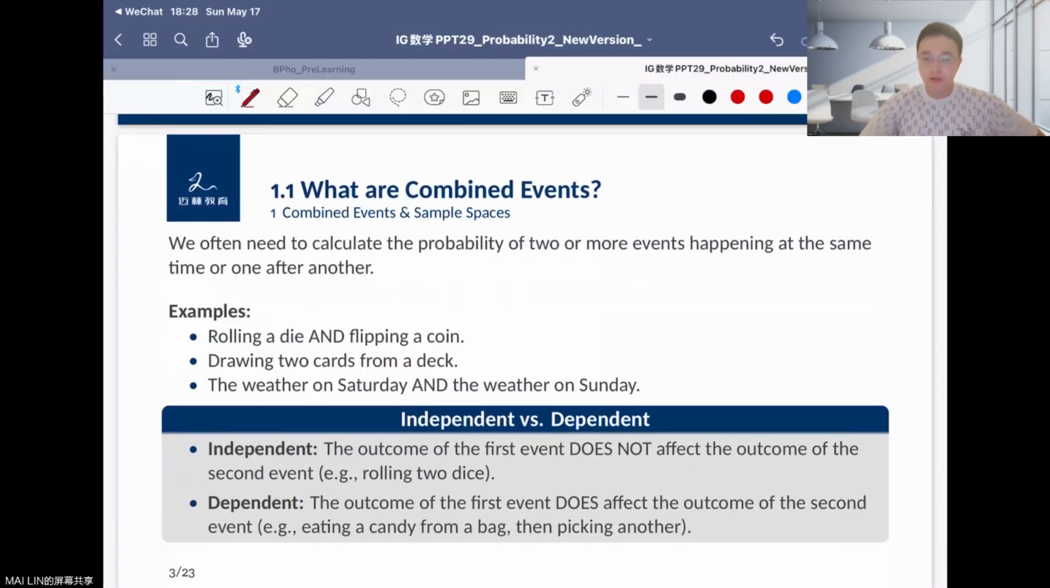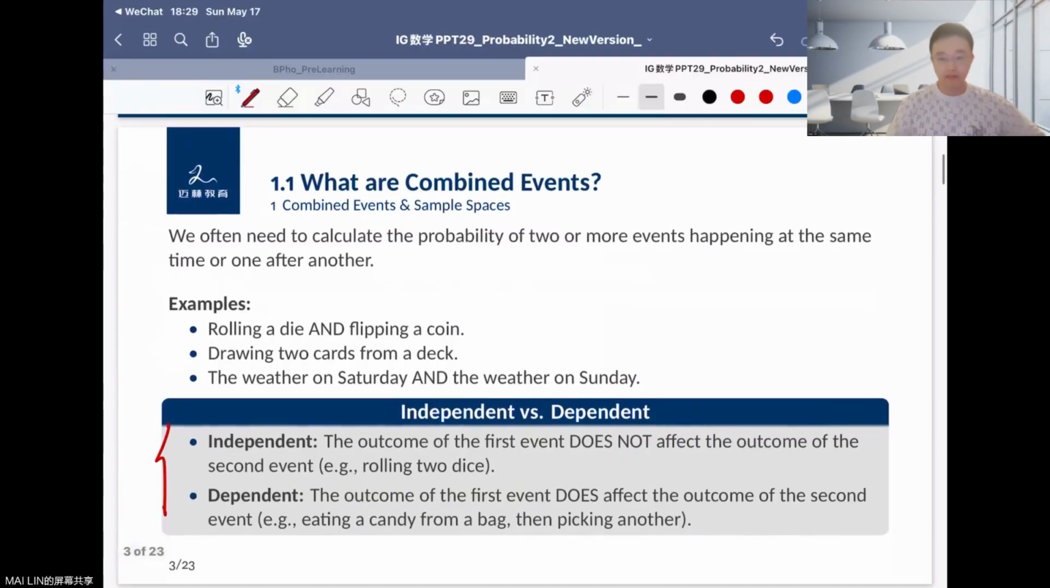Here I give you some examples: rolling a dice and flipping a coin. The second example is drawing two cards from the deck. The third is the weather on Saturday and the weather on Sunday. You find here that these are very different events, right? Here we have two names for the events: first is called independent, and then dependent.